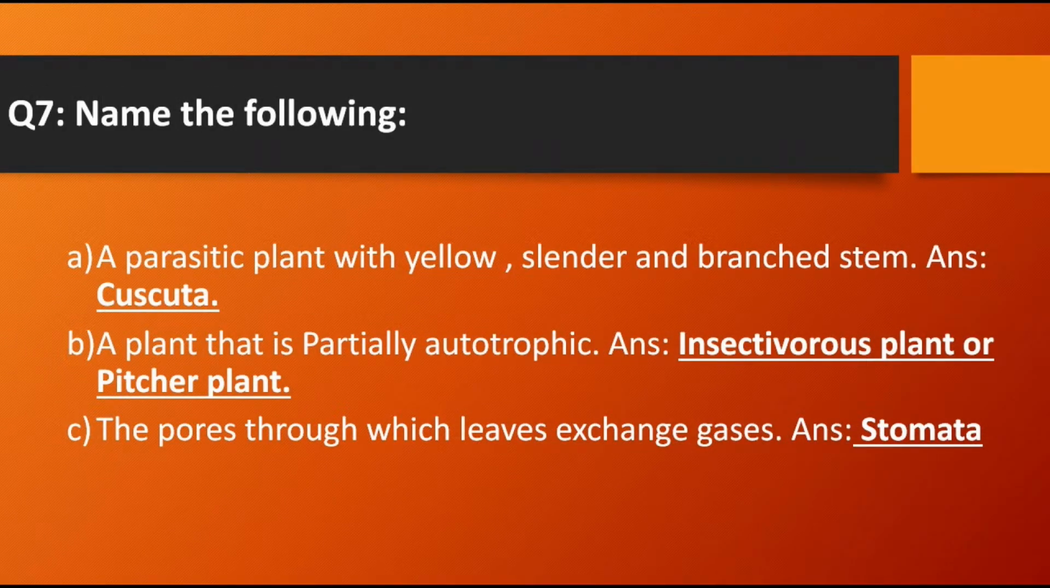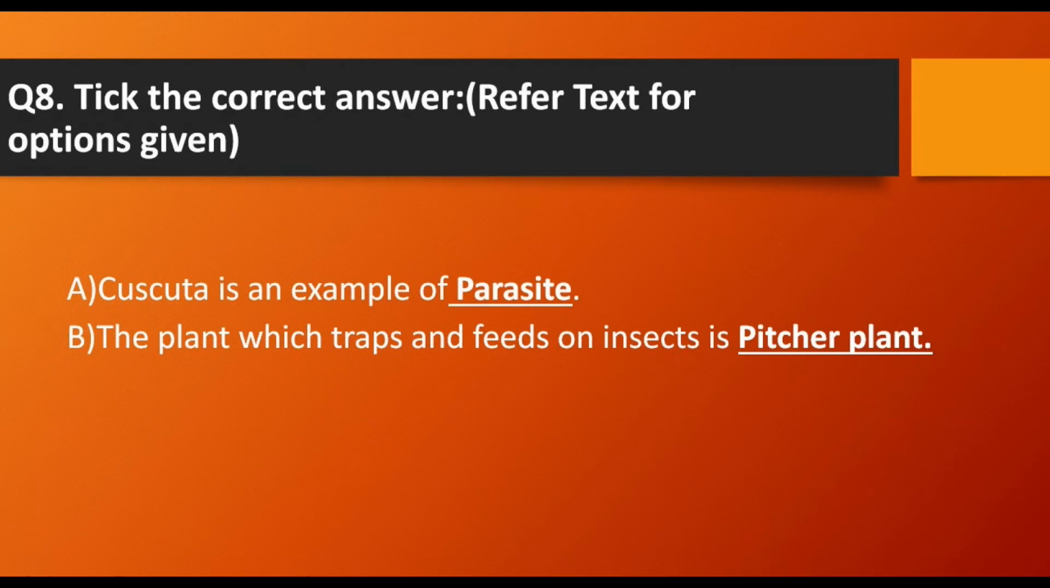Name the following. A parasitic plant with yellow, slender and branched stem. Answer. Cuscuta. A plant that is partially autotrophic. Answer. Insectivorous plant or pitcher plant. The pores through which leaves exchange gases. Answer. Stomata. The correct answer: Cuscuta is an example of parasite. The plant which traps and feeds on insects is pitcher plant.